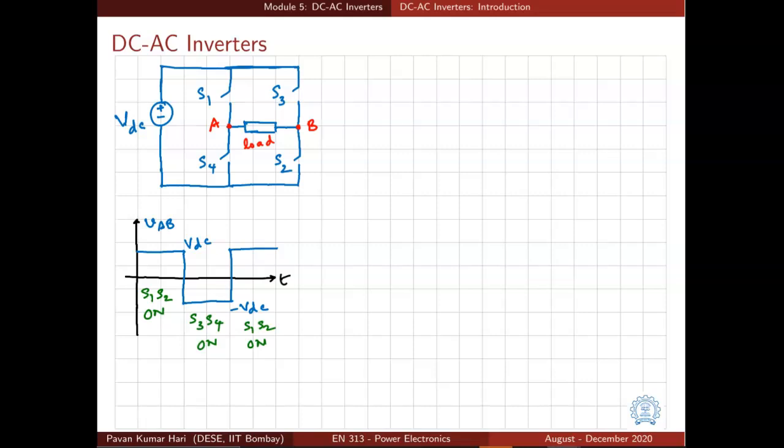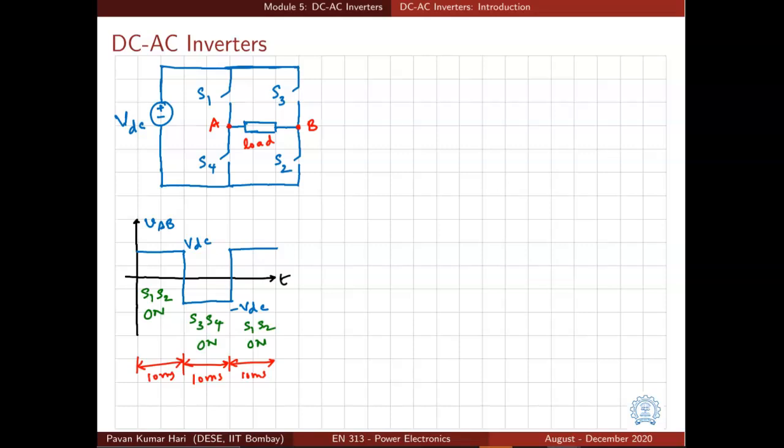But how do we decide on the intervals? How long do we want to switch S1, S2 on and S3, S4 on? It depends on the frequency. For example, we want to generate a 50 Hz AC voltage. We need to turn on S1, S2 for 10 milliseconds if we want to generate a square wave, and S3, S4 on for again 10 milliseconds, and again S1, S2 on for 10 milliseconds, and we keep on doing it. By doing so, we generate a square wave AC voltage across the load.